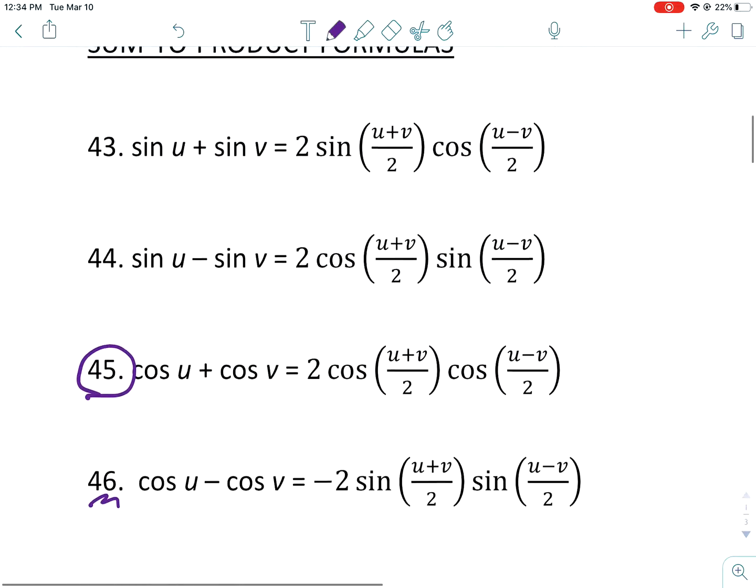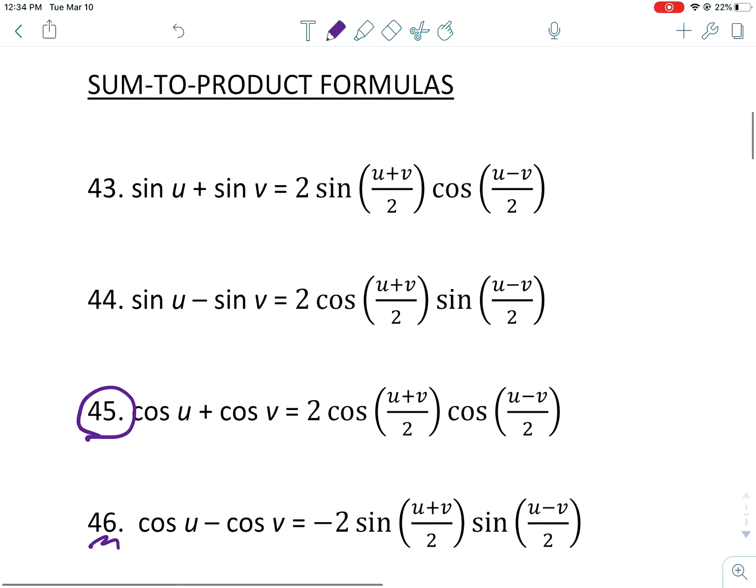All right, so what I want you guys to do for example 4 is get it set up on your own. So look at these 4 formulas in example 4 and figure out what U and V are, and then plug it in and then start working. And get as far as you think you can on your own, and then I'll pick back up.